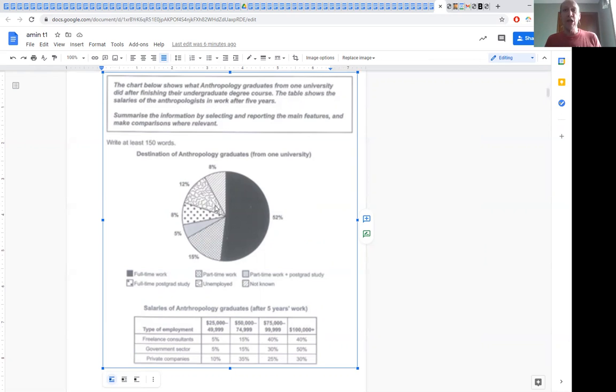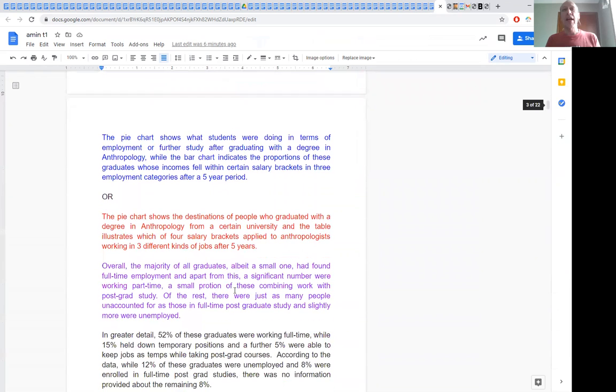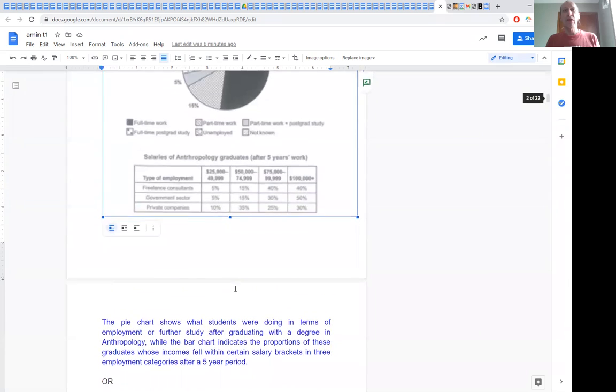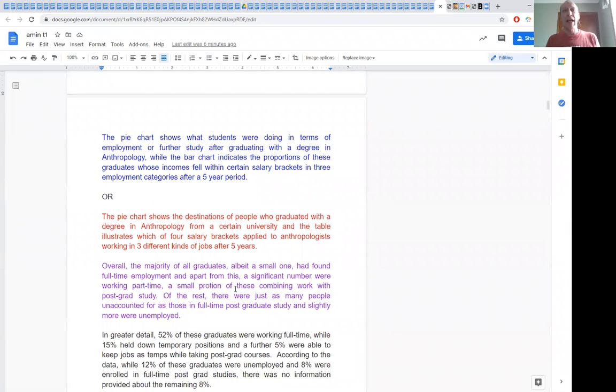The one thing I do want to make, the point I want to make, is that every task is different, which is what makes the IELTS challenging. What works with one task doesn't necessarily work for another one. Okay, so here is my answer. And actually, what I did was I color coded it. And before we look at this, I'm actually going to pause the recording for a second because I want to get one more thing for you.